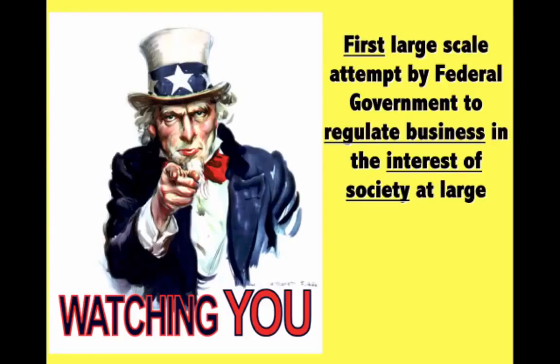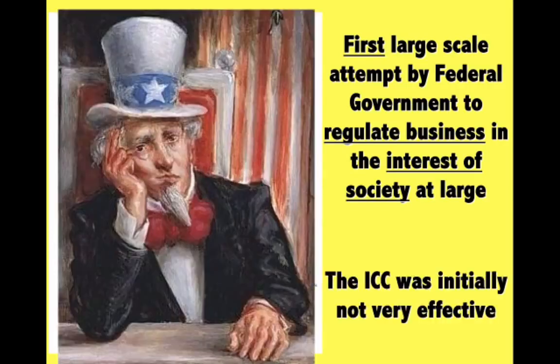Now, the Interstate Commerce Commission is important. It is the first large-scale attempt by the federal government to regulate business in the interest of society at large. So the government is watching and monitoring business. Now, important to keep in mind, the ICC was initially not very effective. And it would not be until the progressive movement later on at the early 20th century where you're going to see more effective regulations being put in place.